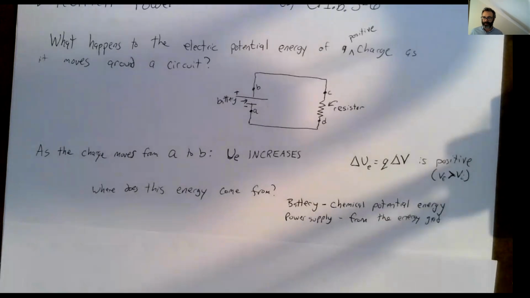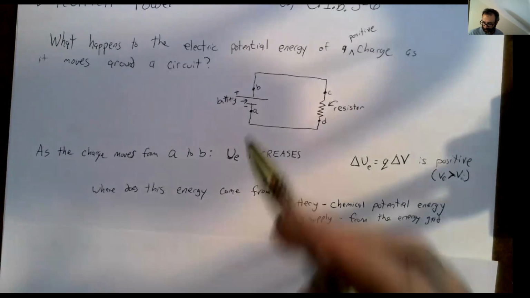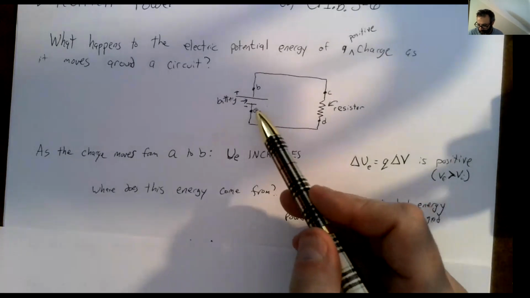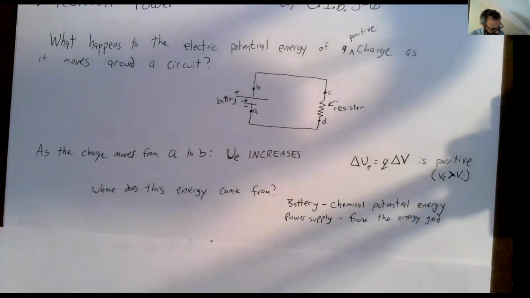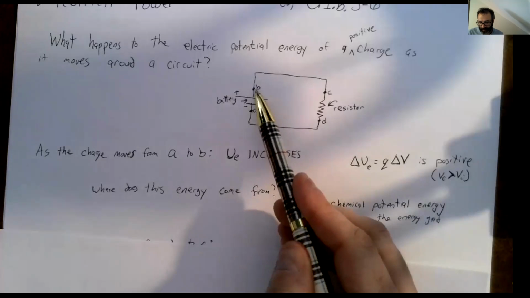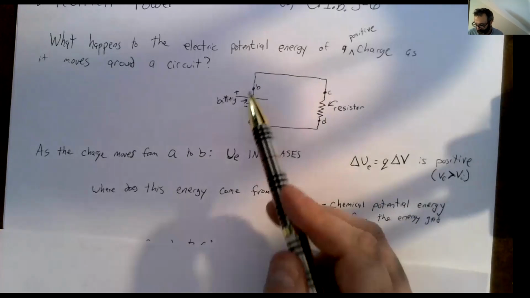If we're using a battery, that energy is coming from the chemical potential energy inside the battery. If we're plugging it into the wall, that energy is coming from either burning coal or nuclear or wind or natural gas or something like that, right? So that's where the energy is coming from to get our positive charge from this low point of potential to the high point of potential, right? That's the battery's job. That's the power supply's job. And now once the charge is up here, right, then it's going to continue around the circuit.